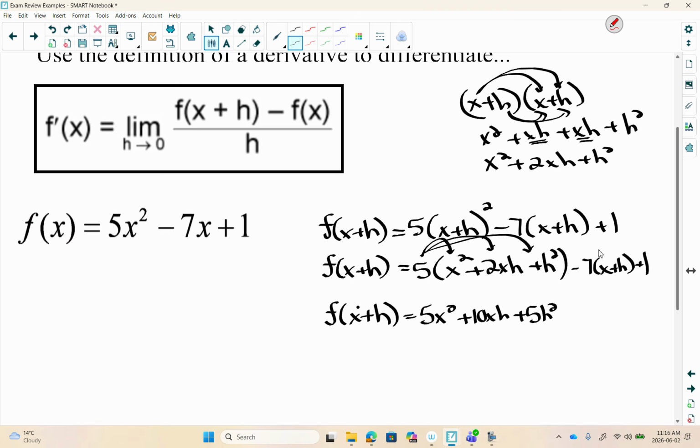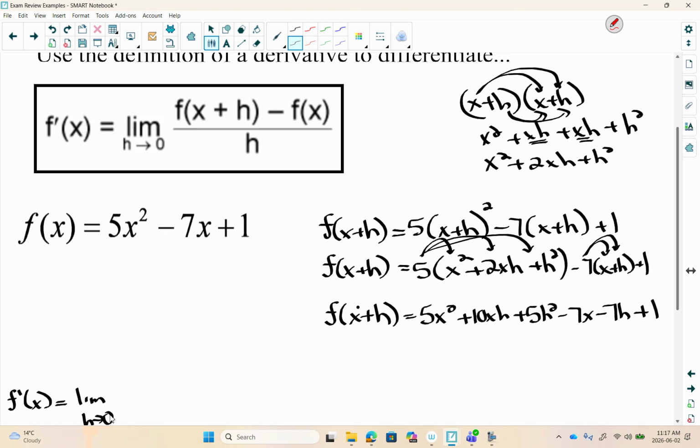I'll distribute the negative 7. It's negative 7 times x, negative 7x, and negative 7 times h, negative 7h. Those both should change signs. It's a negative 7x minus 7h, and then I have a plus 1. That's what f at x plus h is. To figure out the derivative, f prime x, that's the notation for the derivative, we're going to use the limit as h approaches 0.